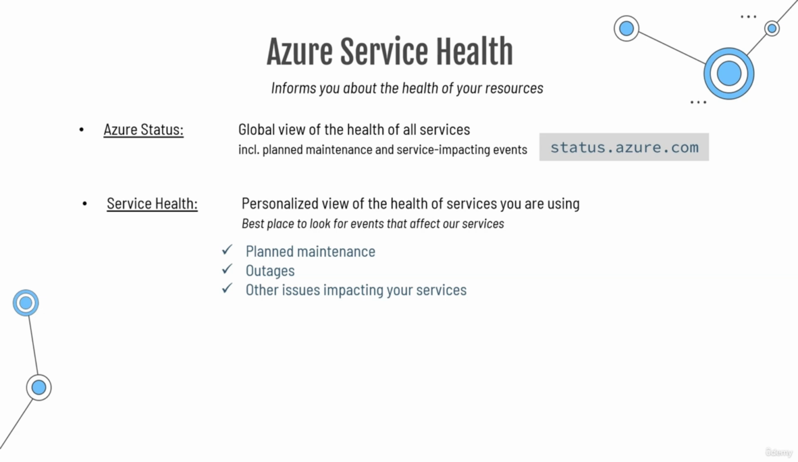For example, if we are using a virtual machine, then the Service Health is authenticated and knows what services we are using. So if there are some problems with virtual machines and we are using virtual machines, then we will be notified and informed. And we can also set up alerts so that we will be informed, for example, by email, if there are some problems. We can also specify we want to be informed about a specific region or a specific service type that we are using.